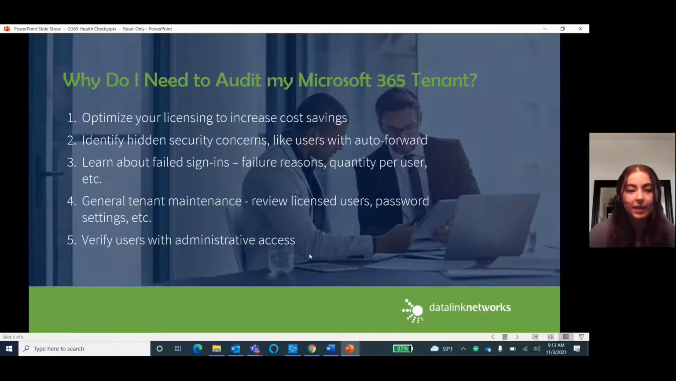We're also going to be identifying security concerns or hidden security concerns. So that's very similar to the users with auto forwarding. Oftentimes IT directors are not aware that that's happening within their organization. So it's just kind of bringing these things that are already happening within your tenant to light so that you can put a stop to it if it's something that needs to be stopped.